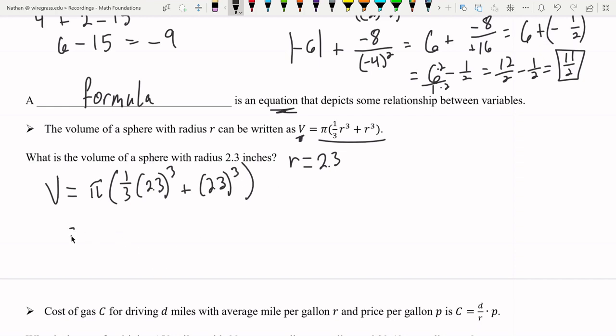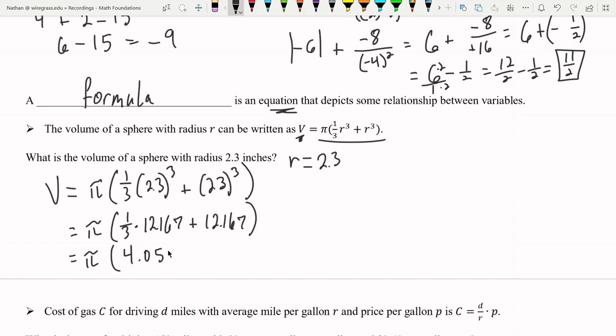I'm getting 1/3 times 12.167 plus 12.167. Okay, I need to do this multiplication first. 1/3 times 12.167 is 4.056. I'm just rounding to 3 places there. Plus 12.167. And now I can do this addition in the parentheses.